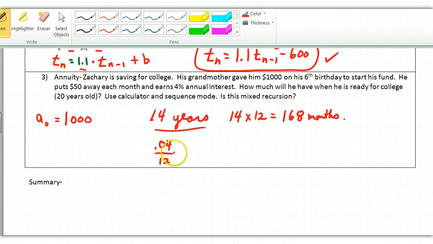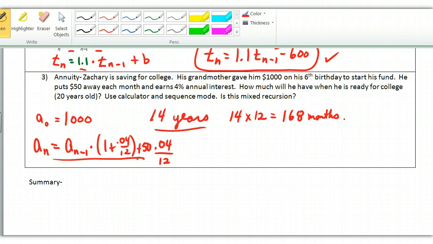Okay, so when we do our annuity, we go to our calculator and we can plug a lot of these things in. But let's write out our formula first. So if I do recursion, any term is going to be equal to the previous term, and I'm going to be multiplying by 1 plus 0.04 divided by 12. And then what else am I doing? Well, I'm going to be adding in $50 every month. So with this, is this mixed recursion? Look, we have multiplication and we have addition. So this is mixed recursion.